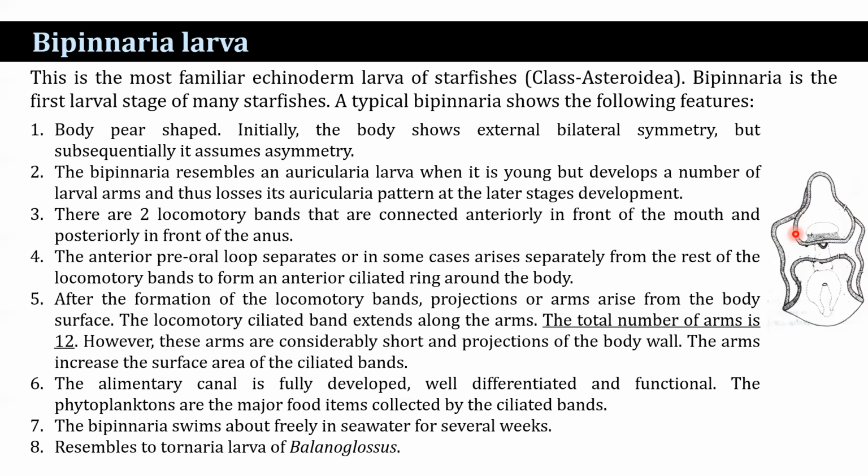The alimentary canal is fully developed. You see here, well differentiated and functional. The phytoplanktons are the major food items collected by ciliated bands. The Bipinnaria swims about freely in the seawater for several weeks, and it resembles the Tornaria larva of Balanoglossus.